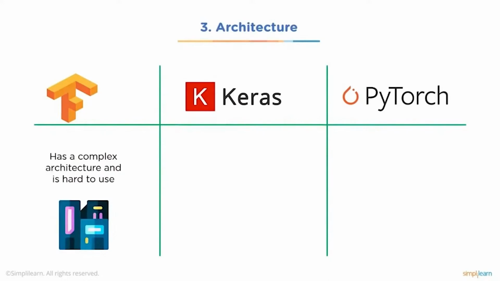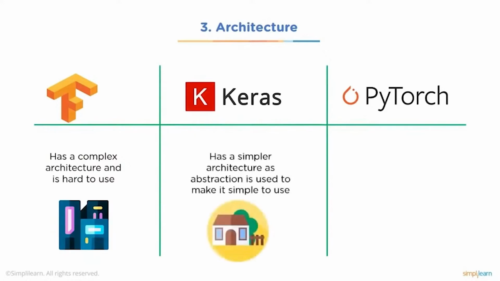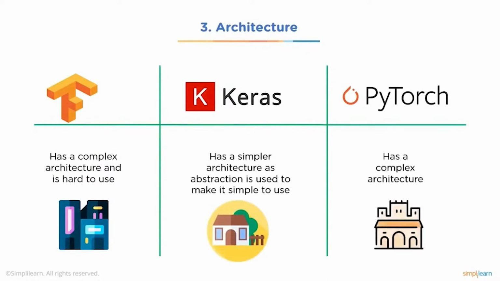TensorFlow is not very easy to use, and even though it provides Keras as a framework that makes it work easier, TensorFlow still has a very complex architecture which is hard to use. Meanwhile, Keras has a simpler architecture and is easier to use. It provides a high level of abstraction which makes implementation of programs in Keras significantly easier. PyTorch, on the other hand, also has a complex architecture and the readability is less when compared to Keras.